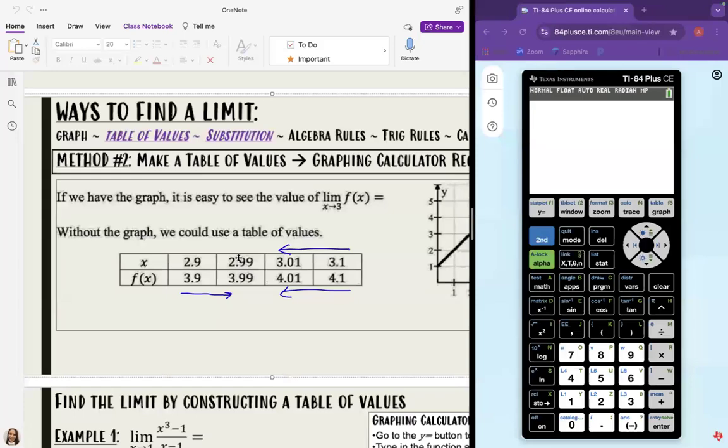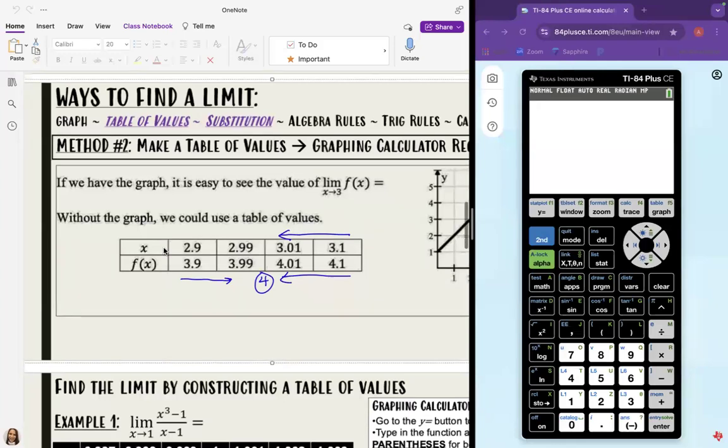What does this limit look like it's approaching? From the left, it looks like it's moving toward what value? 4. And from the right, it's moving toward 4 as well. So I can conclude, hey, the limit of this function is 4 based on a table. So if you can't tell from a graph, another technique we have is just check out the table of the graph, okay? So that's what we're gonna do next.